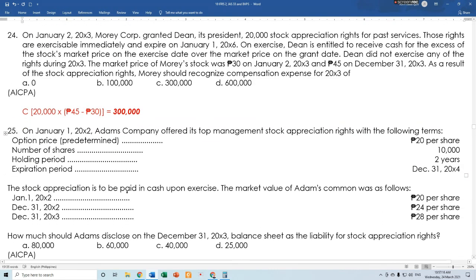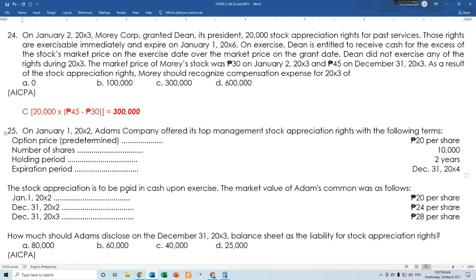24. On January 2, 20x3, Mori Corporation granted its president 20,000 stock options. Okay? Or stock appreciation rights pala. For past services. Past services. So, ibig sabihin, vested na to. On exercise, Dean is entitled to receive cash for the excess of the stock's market price on the exercise date over the market price on the grant date. So, Dean did not exercise any of the rights in 20x3. The market price of the stock was 30 on January 2 and 45 on December 31. As a result, magkano daw ang compensation expense for 20x3?